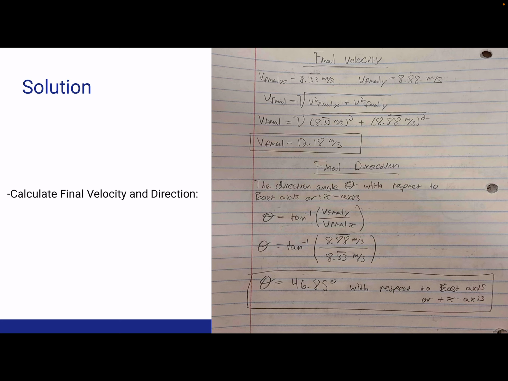And now for the final direction, we'll be basing our angle with respect to the east axis, or you can say the plus x axis, so that we take theta equals inverse tangent of the final velocity y over the final velocity x, which gives us an angle of 46.85 degrees with respect to the east axis, or plus x axis.